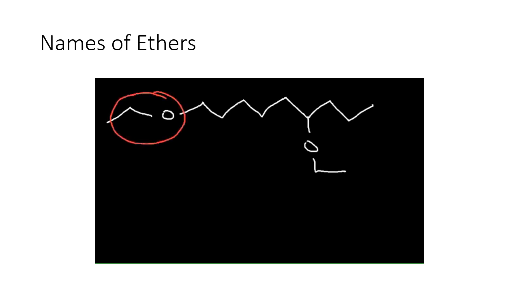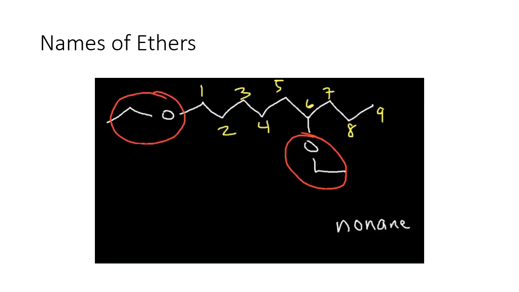So this is an ethoxy group, and here we have another ethoxy group. Now we want to count it from left to right, not right to left, so we can get the lower numbers. So we want to make this 1, 2, 3, 4, 5, 6, 7, 8, 9. The longest chain is 9, which is nonane. We have an ethoxy group at 1 and 6. So it's going to be 1,6 dash diethoxynonane. And that's it. So now you know how to name ethers.